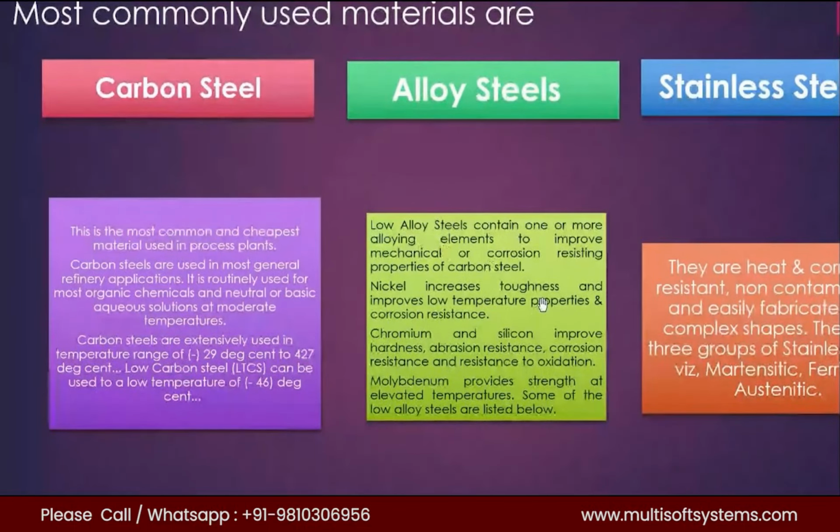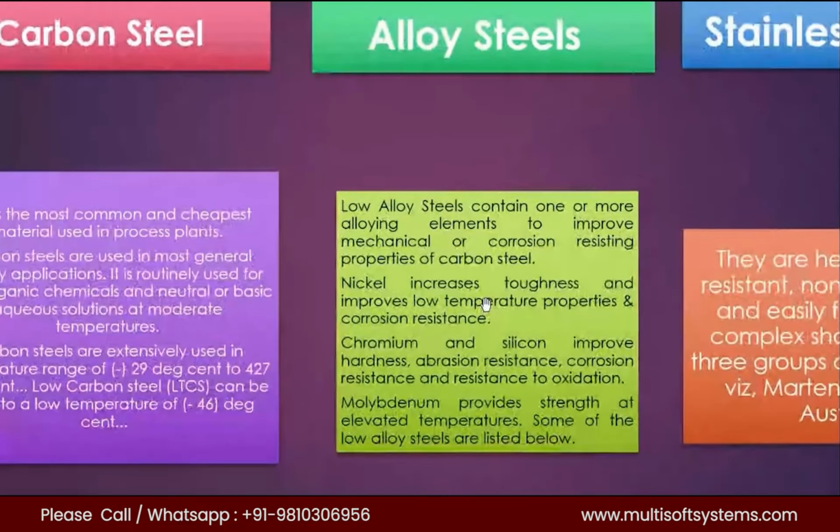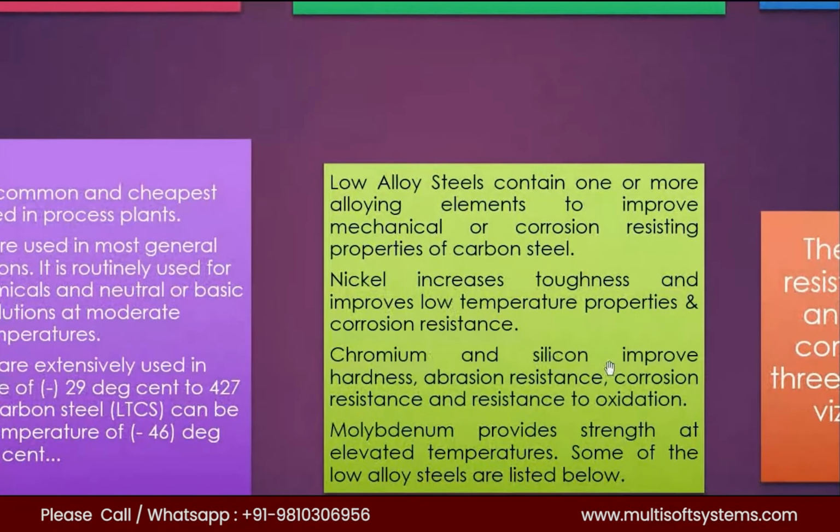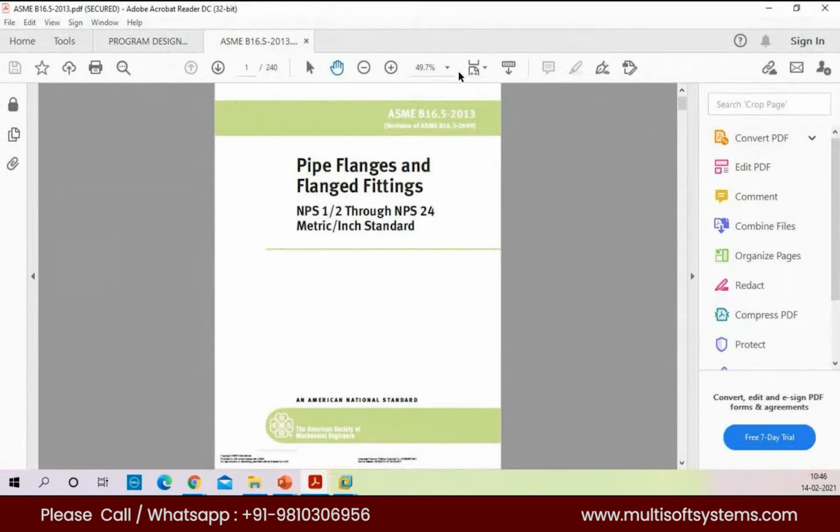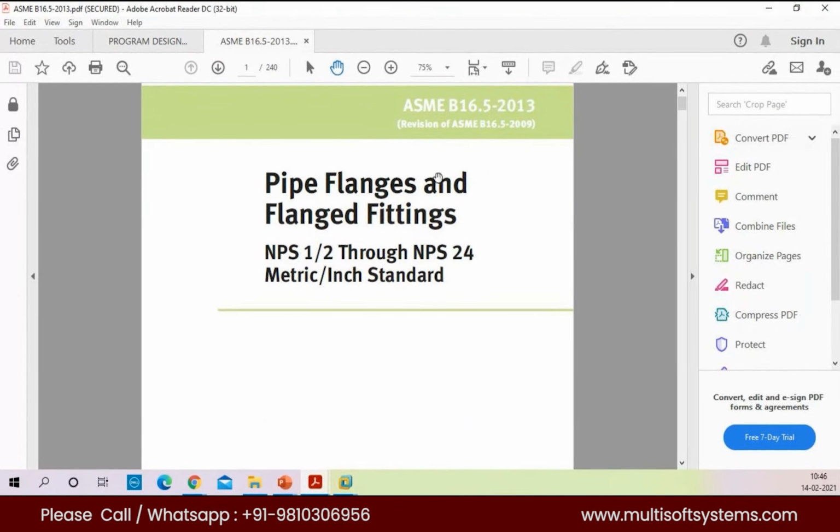Some components will be added to get a new alloy material, maybe nickel or chromium or silicon or Mo. Many things we are adding to get the alloy material. Why am I telling you this? If you see the code books, I'm just sharing one code book. This is the code book we use for flanges, B16.5.